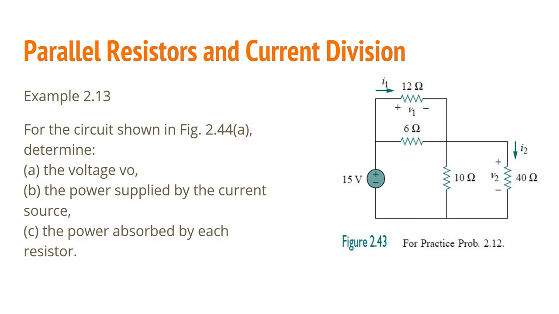Another example, example 2.13. For the circuit shown in figure 2.44, A, determine the voltage V sub O. Then, determine the power supplied by the current source and the power absorbed by each resistance. Okay, for this figure of example 2.13, kamo na lang ang mag-study ani sa PDF, just study and practice solving. Naa man ang solution. Just follow and sabta ang paagi sa pag-solve, sabta ang pag-manipulate sa mga formulas para ma-familiarize mo sa pag-solve.